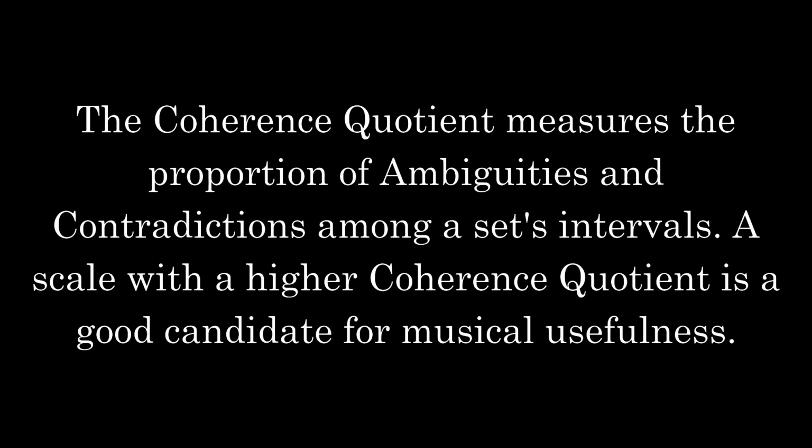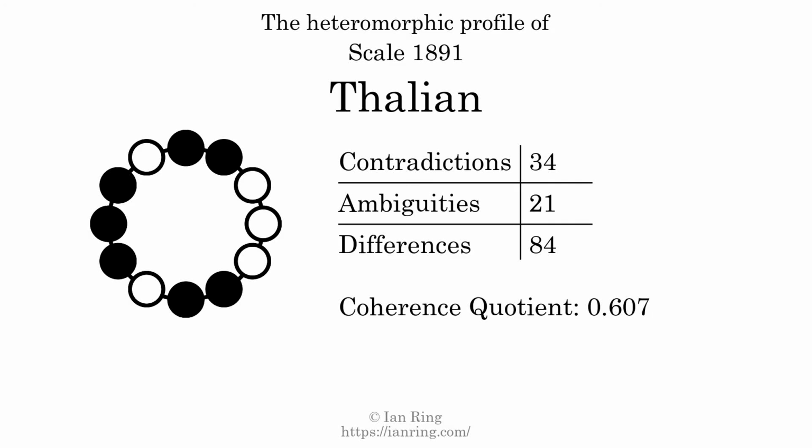The coherence quotient measures the proportion of ambiguities and contradictions among a set's intervals. A scale with a higher coherence quotient is a good candidate for musical usefulness. The coherence quotient is 0.607.